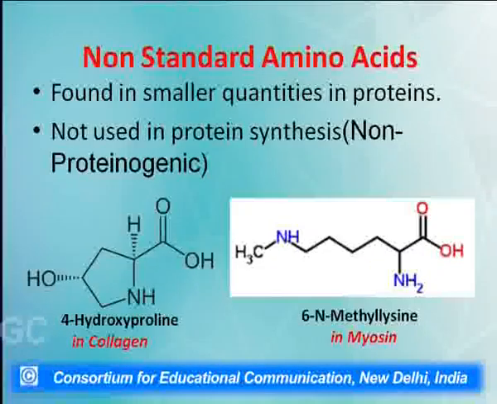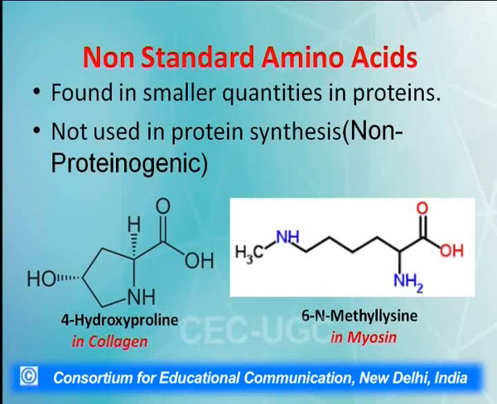So now next I would like to discuss the non-standard amino acids. What are non-standard amino acids? Non-standard amino acids are found in small quantities in proteins. Now, these non-standard amino acids do not take part in protein synthesis. They are non-proteogenic, and two examples of these are 4-hydroxyproline and 6-N-methyl lysine.